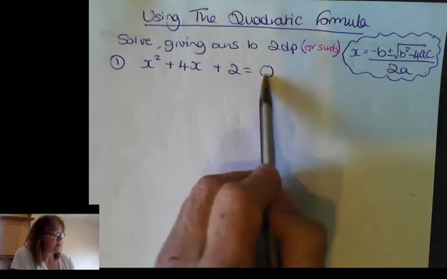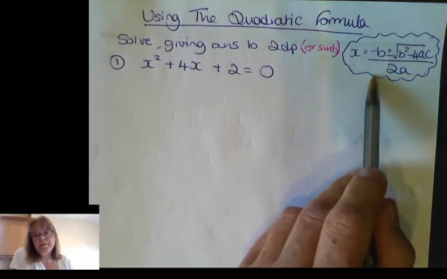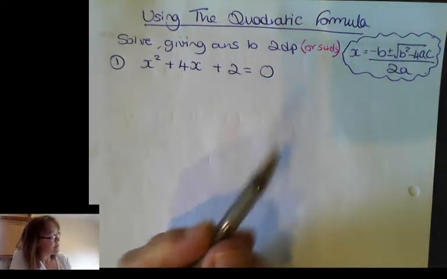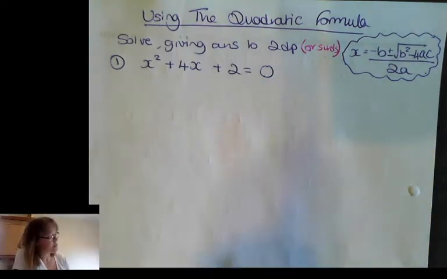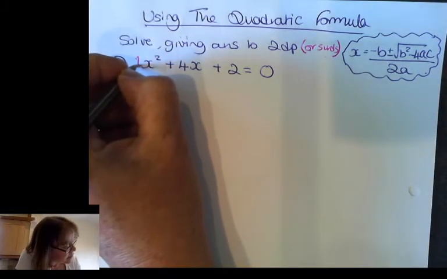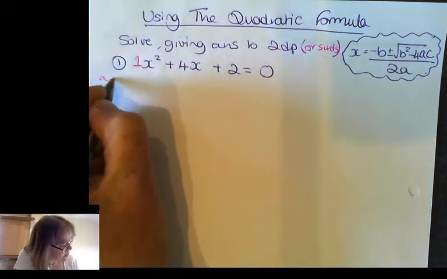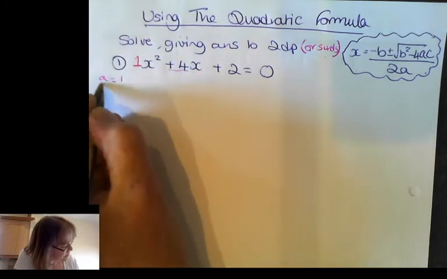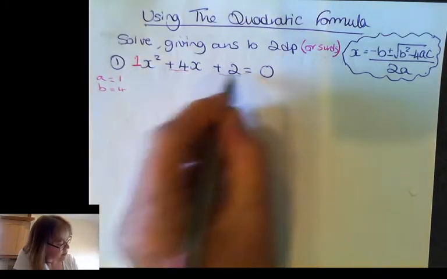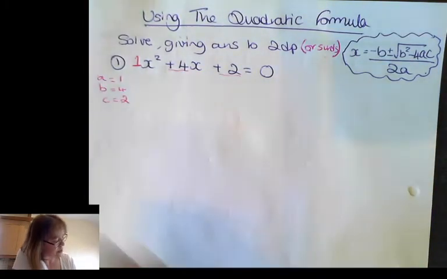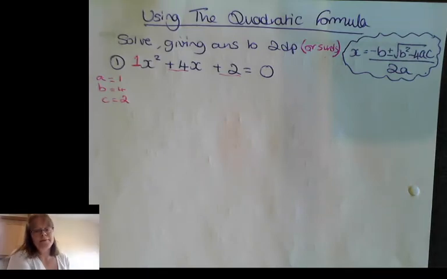So here's my equation I'm going to solve. Next up, we need to know, how do we use this? So firstly, I'm going to do what I did on the last page. I'm just going to work out what a, b and c are. So I think a is 1, b is 4 and c is 2. In this case, I'm desperately hoping this is going to work.